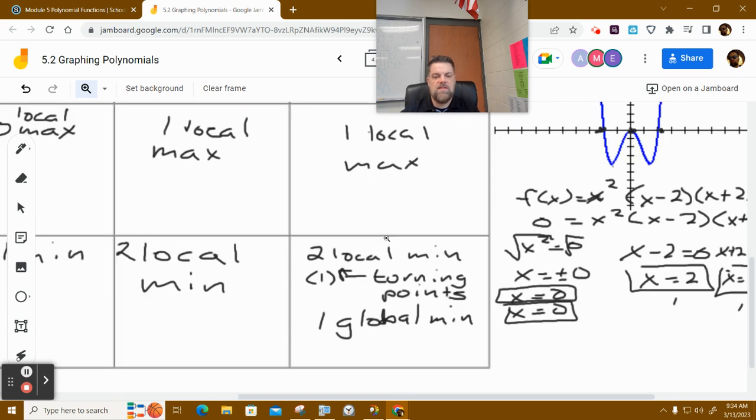I really probably shouldn't use the word local for both of those. I probably should say I have 2 minimums, right? One is a global minimum, and then the other one is a local. So this one is a local.